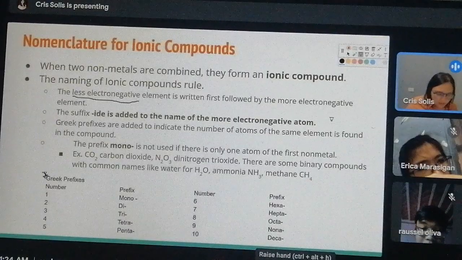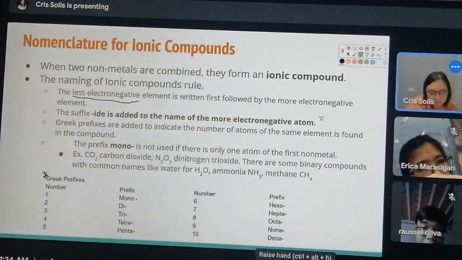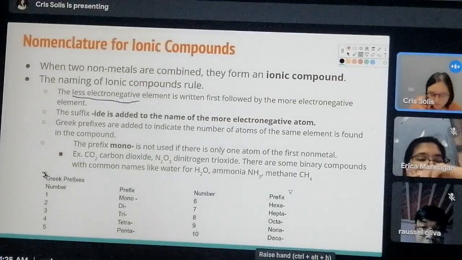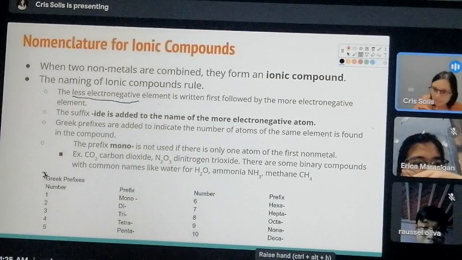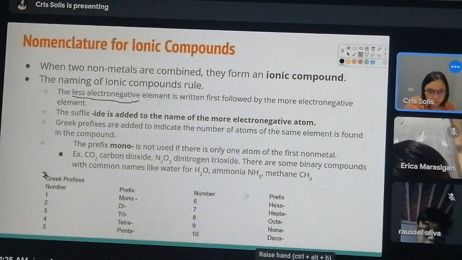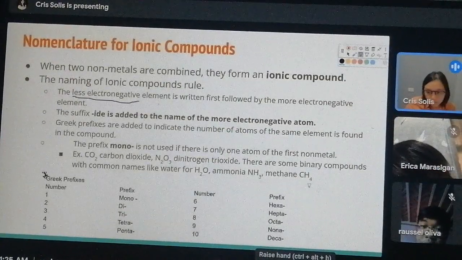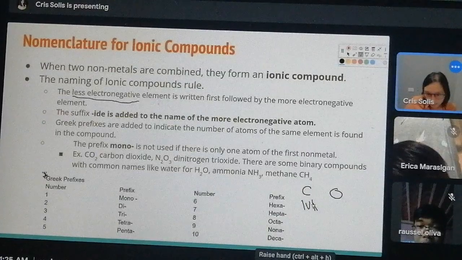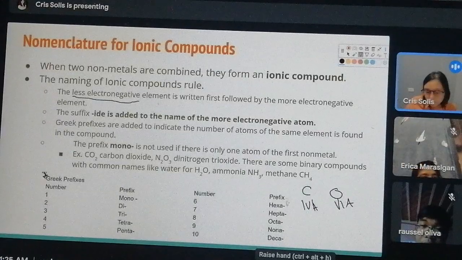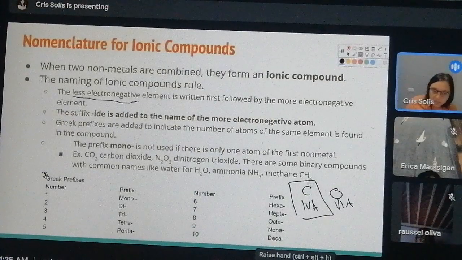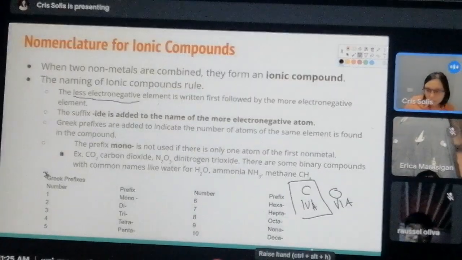Sure, paano ko po malalaman kung sino po yung mas less ang electronegativity niya? The closer it is from the metals, the lesser its electronegativity is. So, pag tinignan niyo sa periodic table niyo, between si carbon at saka si oxygen. Si carbon ay nasa 4A. Si oxygen is nasa 6A. Mas malapit sa metals ang 4A kumpara sa 6A. Kaya si carbon ang less electronegative sa kanilang dalawa.